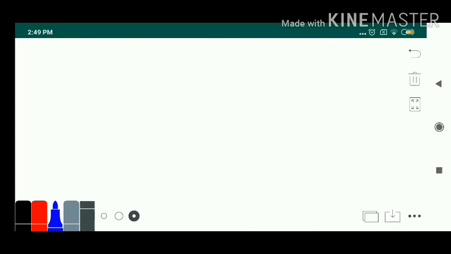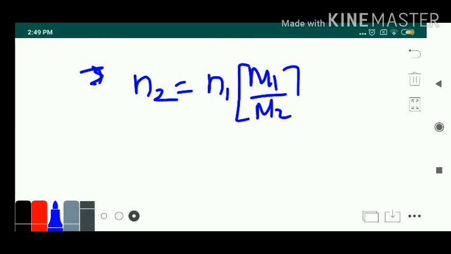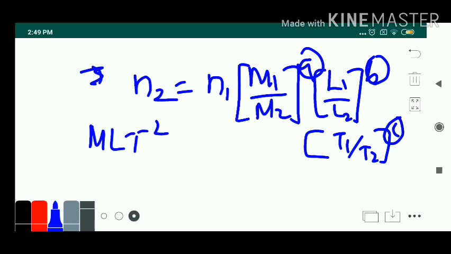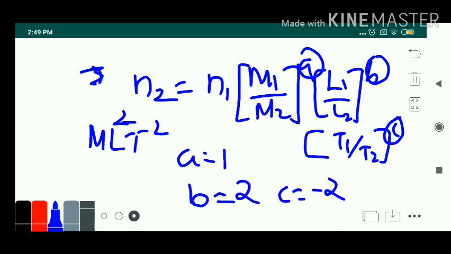Now, what is the formula we just studied? That is N2 is equal to N1 (M1 by M2) raised to A, (L1 by L2) raised to B, and (T1 by T2) raised to C. Right, now what will be the value of A, B and C? Very easy. What is the dimension formula? M L squared T raised to minus 2. So here A will be equal to 1, B will be equal to 2, and C will be equal to minus 2. That is the dimensional formula of energy.